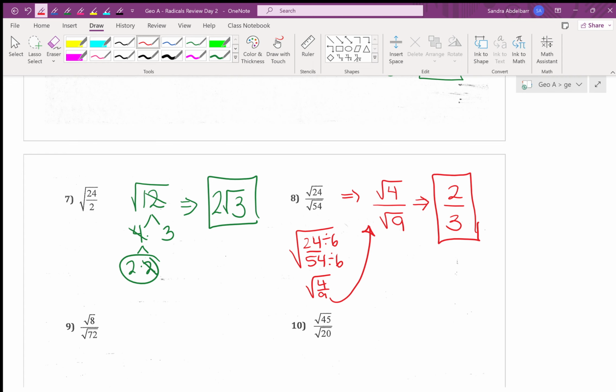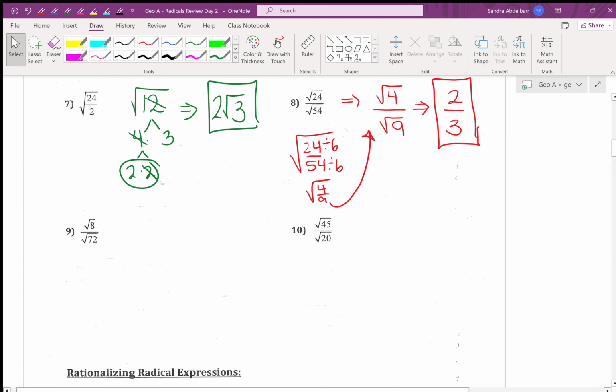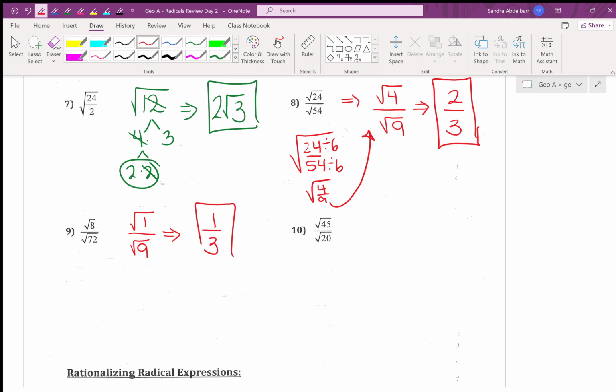Can we do something similar with number 9? Yeah, absolutely. So this whole idea is that because they're both radicals, I can simplify it. So I can divide by 8, and I end up getting the root of 8 over the root of 9, which once again are both perfect squares. So we get 1/3.